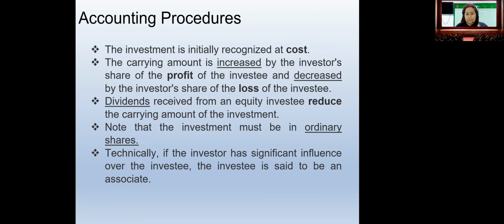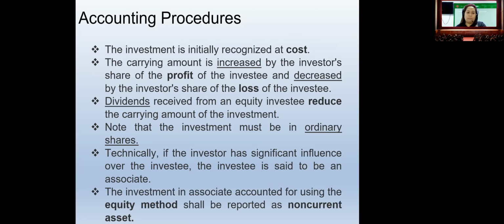Ito yung sinasabi natin kanina. If the investor has significant influence over the investee, then the investee is said to be an associate. Next. The investment in associate accounted for using the equity method shall be reported as non-current asset. Okay po. So, again, since we are talking about the investor's point of view, siya yung may investment, it is considered to be an asset. Specifically, it is to be presented as part of non-current asset. Okay, hin-highlight ko na dyan, in-underline ko na dyan yung mga important terms na kailangan mo tandaan.